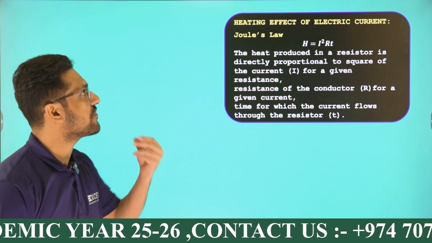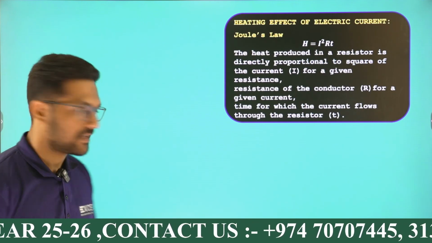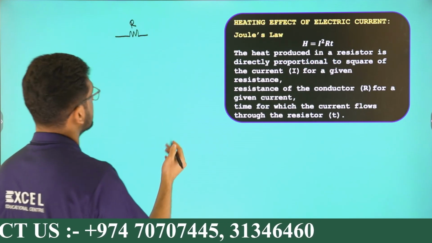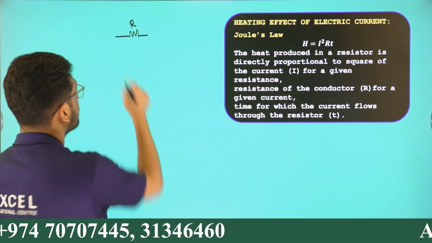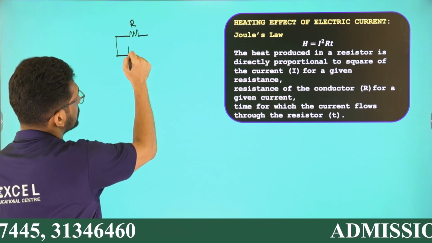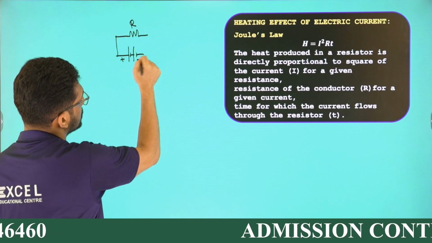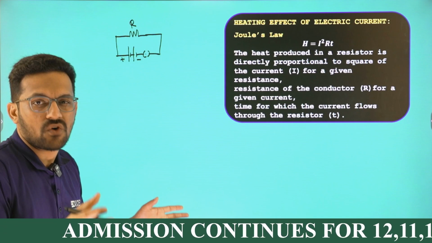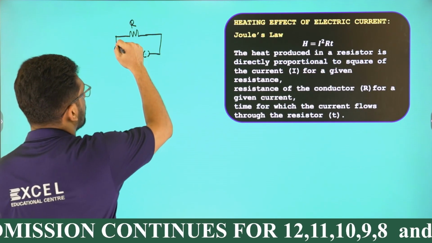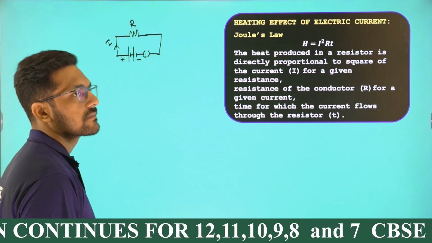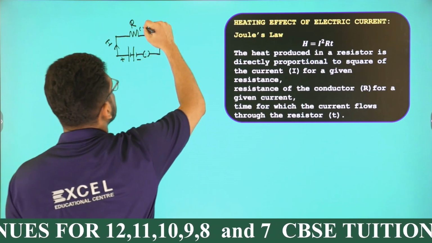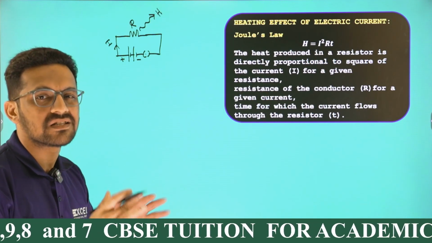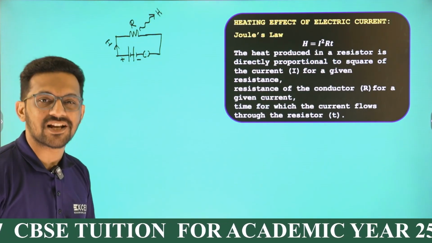Heating effect of electric current. I'm going to draw a circuit here. The resistor is shown, and the value of resistance is R. Now this resistance is connected to a battery, positive and negative, through a key. If the key is switched on for a long time, current will flow through this resistor, and the resistor will heat up. That means heat is produced in it. This is the heating effect of electric current.